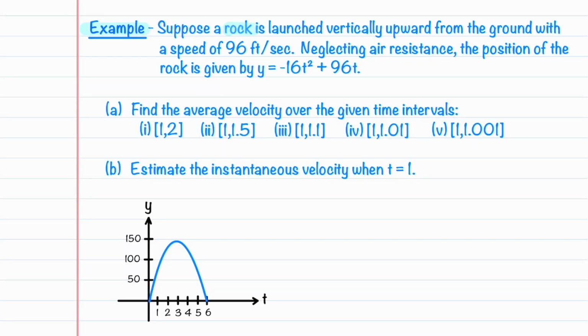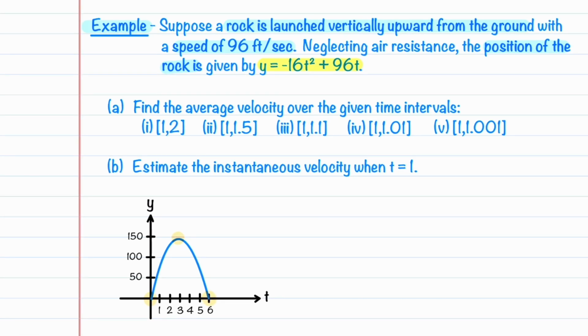Suppose a rock is launched vertically upward from the ground with a speed of 96 feet per second. Neglecting air resistance, the position of the rock is given by y is equal to minus 16t squared plus 96t. I've graphed this function down below. You can see that the rock starts on the ground, goes vertically upward, reaches a maximum height, and then comes back down. We're going to find the average velocity over these given time intervals.